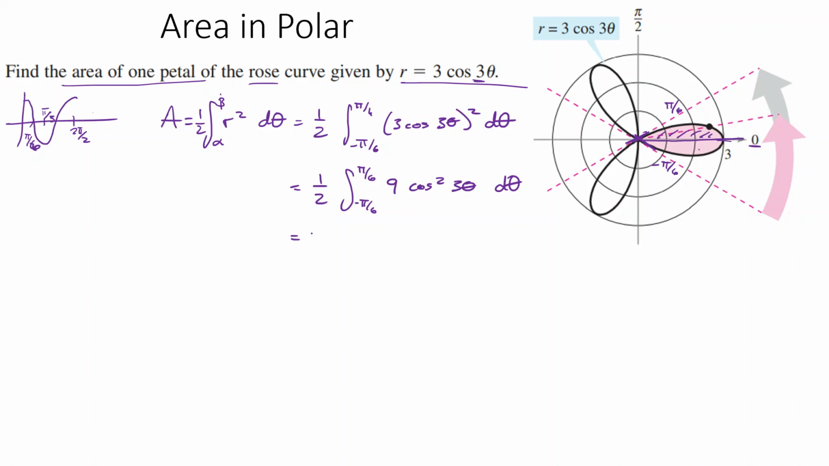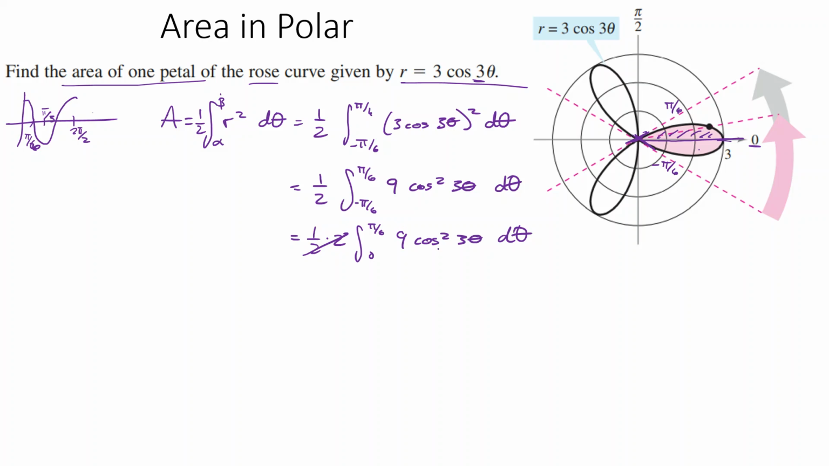So we could also say that this is 1/2 times 2 times the integral from 0 to pi over 6 of 9 cosine squared of 3 theta d theta. And now this 2 and the 1/2 cancel. All right, so we often will do that sort of thing. We'll say, okay, what's half of what we need? And then just double it, and we'll get rid of that 1/2 out front. It's a sneaky little trick.